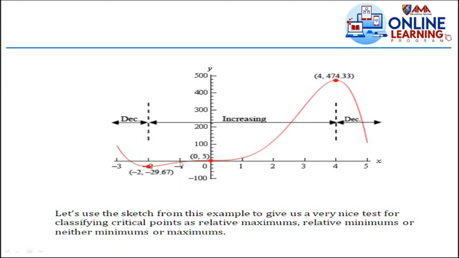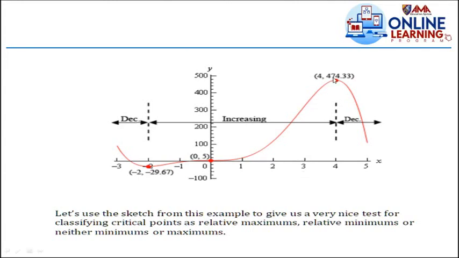Kaya pag titignan po natin, nandito po siya. Ito yung curve po niya. Although it's not perfect, pero meron tayong bases. Makatapos ng 4 po siya, then pababa na po siya. Decreasing na po siya. So let's use the graph, the sketch from this example, to give us a very nice test for classifying critical points as relative maximum.